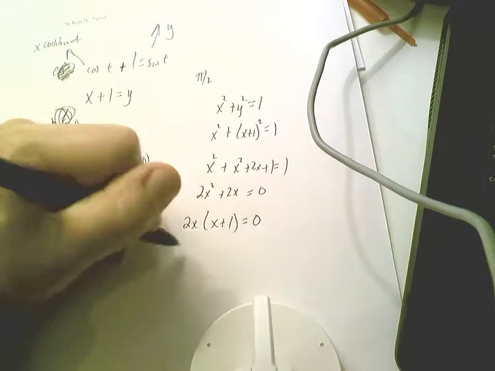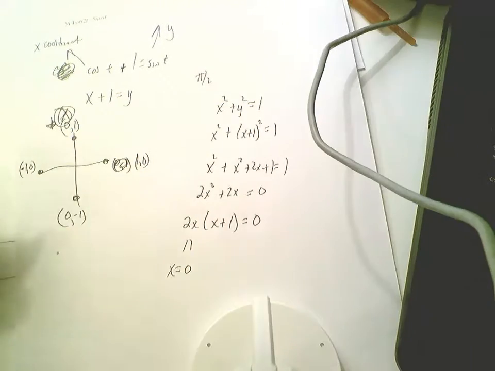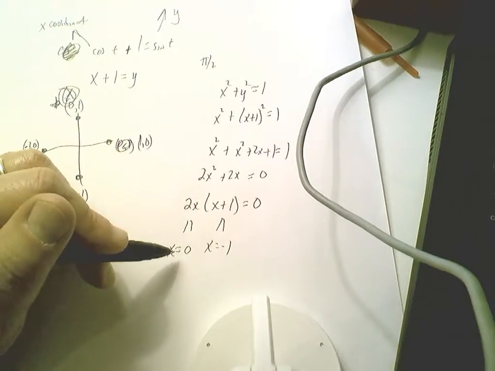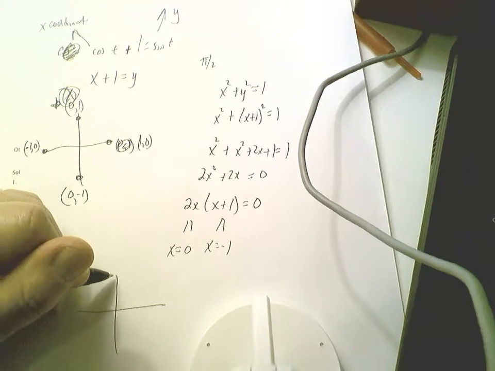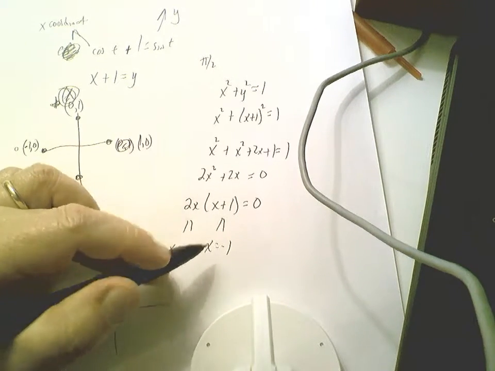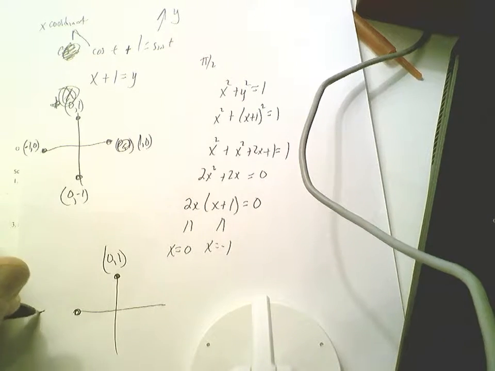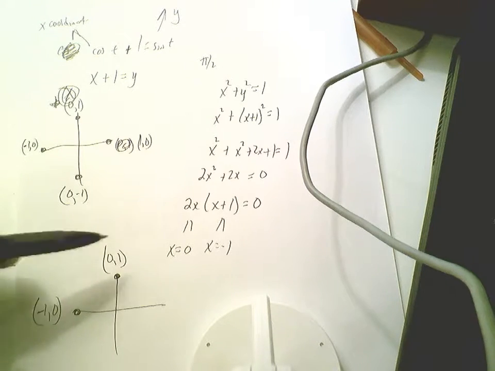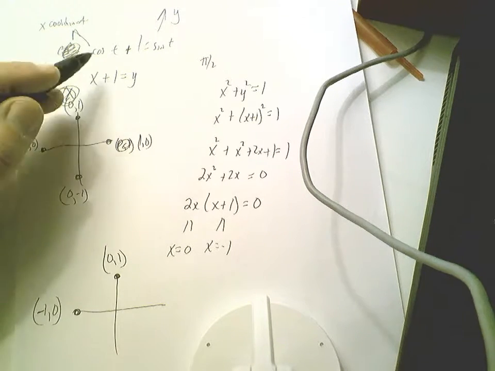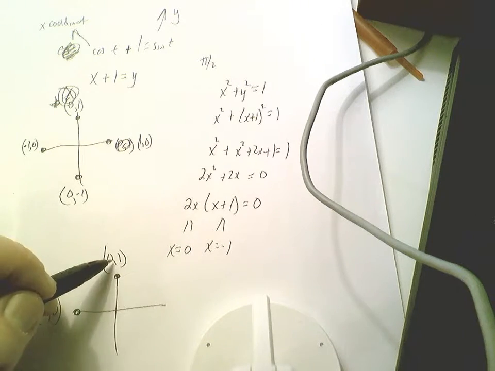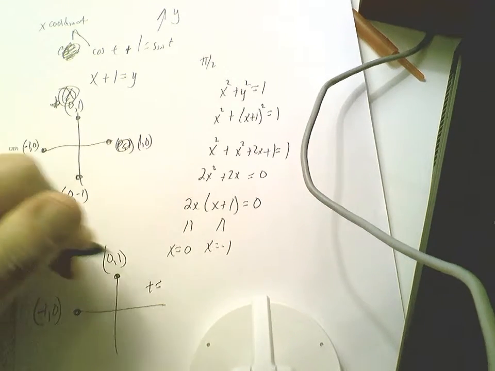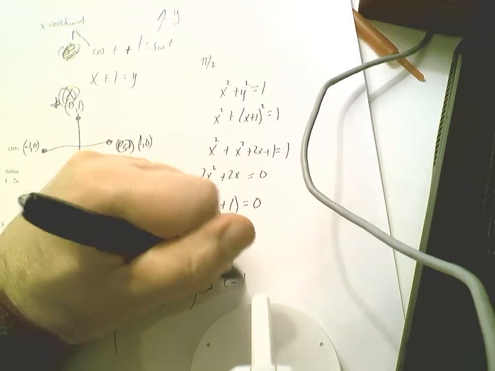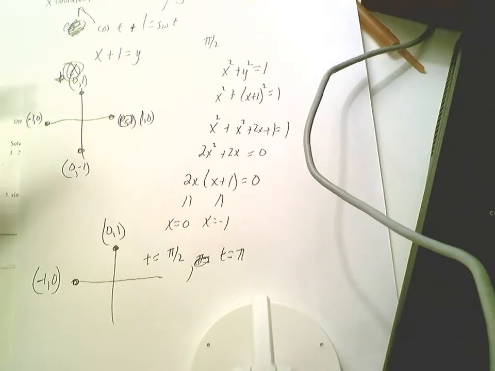Where do our solutions come? Where x equals 0 and where x equals -1. And we can translate that: when x equals 0, where are we on the unit circle? We're at 0, 1. When x equals -1, we're at -1, 0. Does the relationship hold for those 2 points on the unit circle? Absolutely. And so what are our angles that solve this? It would be t equals pi over 2 and t equals pi. So this was a kind of use some intuition.